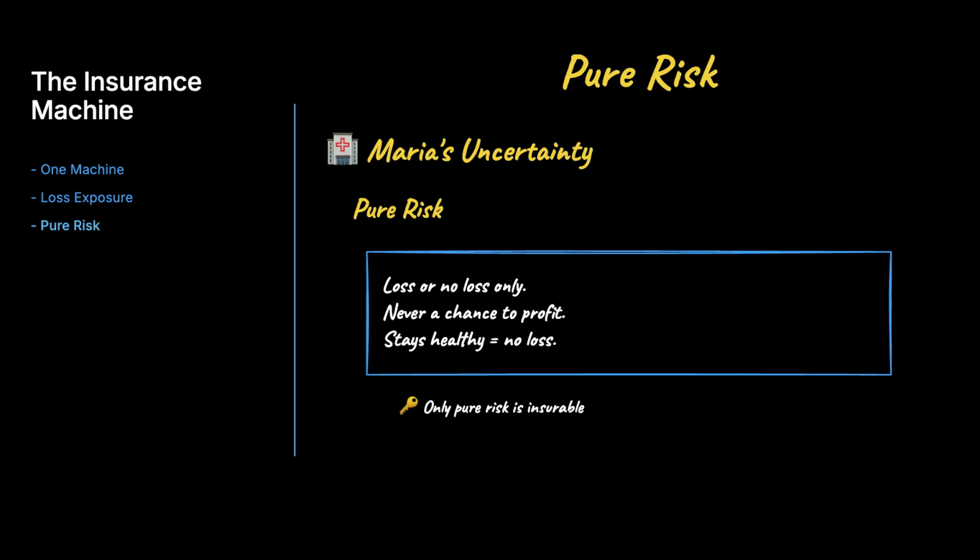Lock down one distinction early because the exam leans on it hard. Maria can only lose here. She cannot profit by getting sick. Risk that runs one direction, loss or no loss, is pure risk, the only kind insurers will touch.